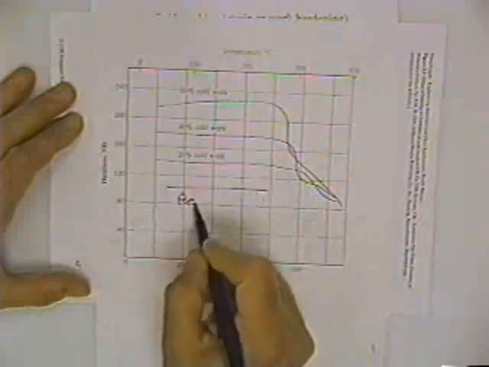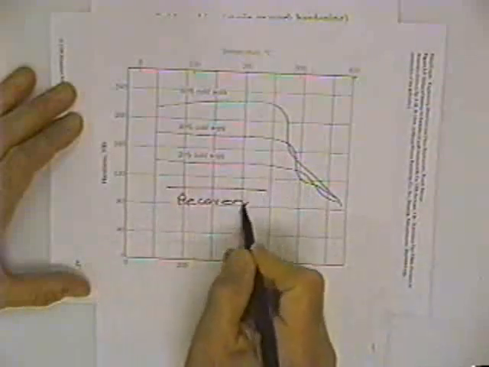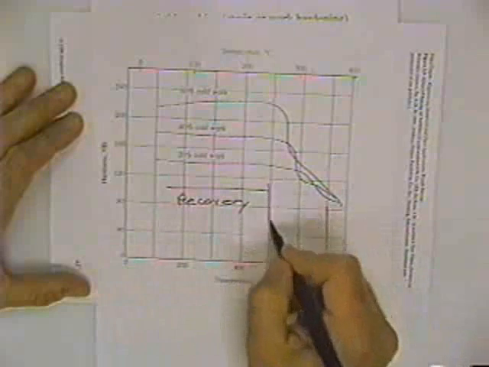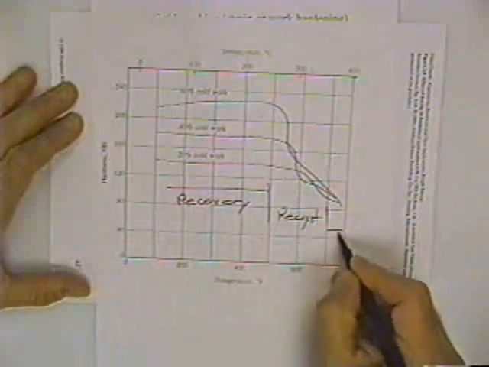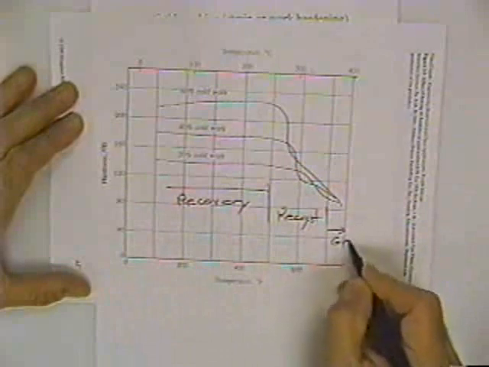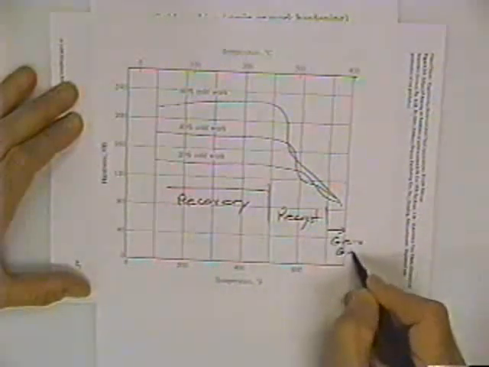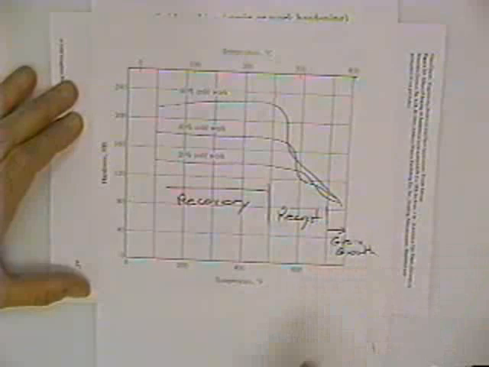So this is going to be recovery, this is going to be recrystallization, and this over here is going to be grain growth.